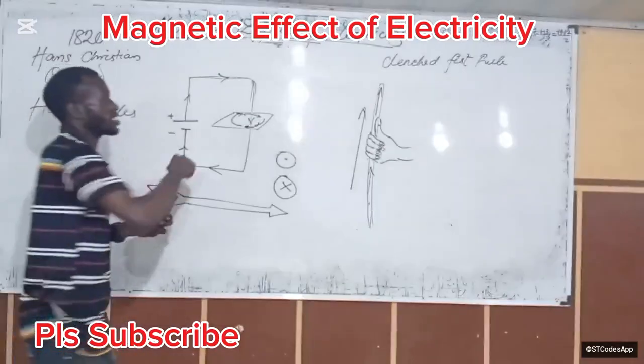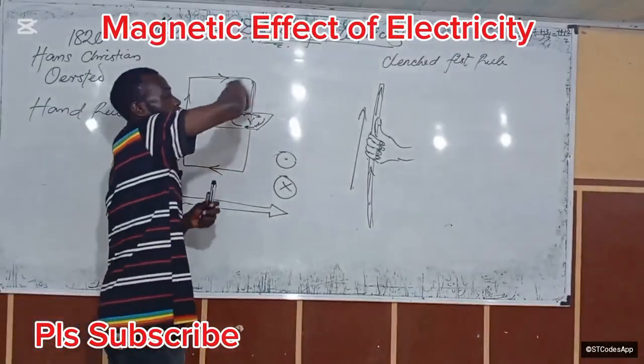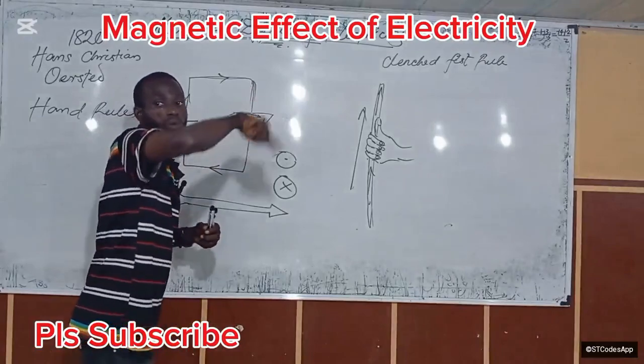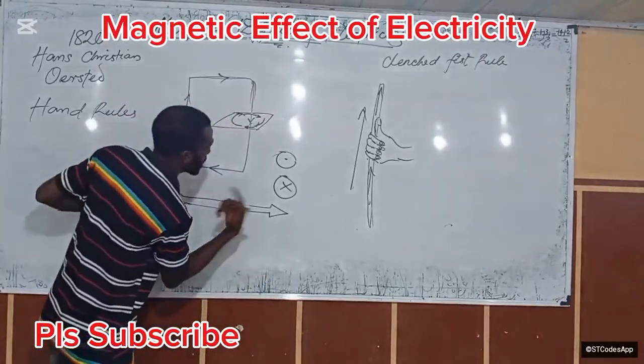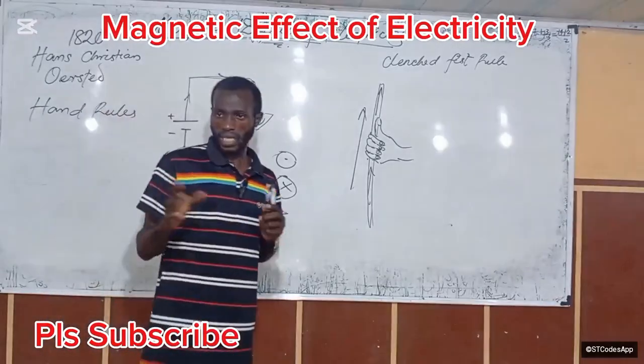So it means the direction of the magnetic field, if you check from the top, will be what? Clockwise. Is that okay? If you check from under, that will be what? Anti-clockwise. Does that make sense to you?